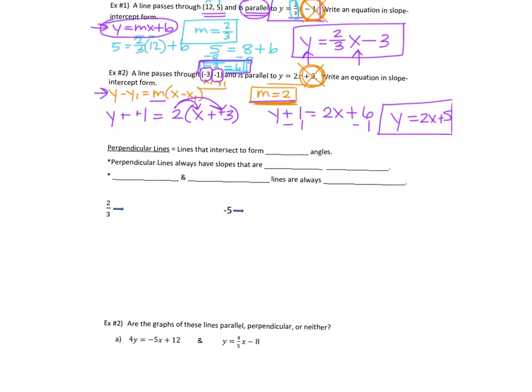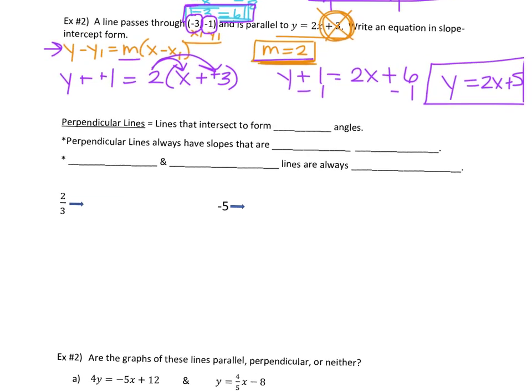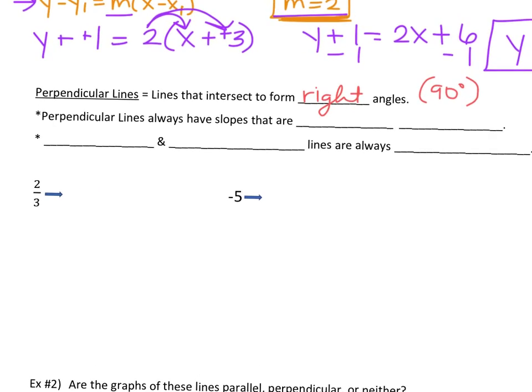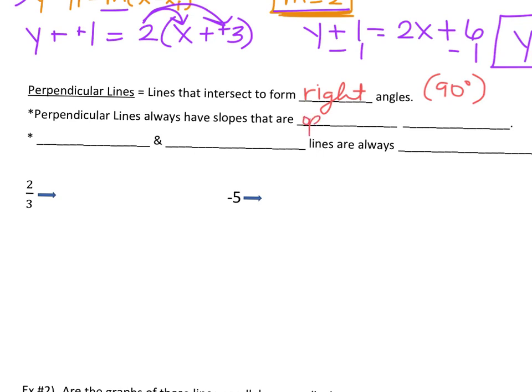Okay, that is parallel lines. So parallel lines have what? The same slope, but a different y-intercept. Okay, perpendicular lines, this is a little bit different. Perpendicular lines are lines that intersect to form right angles. Okay, those are 90-degree angles, right? Right angles. They always have slopes that are opposite reciprocals. What does that mean?